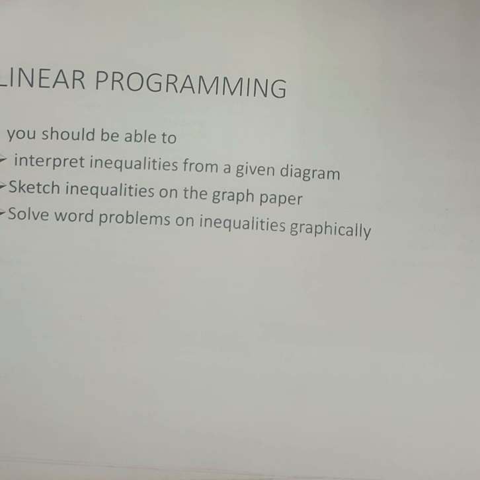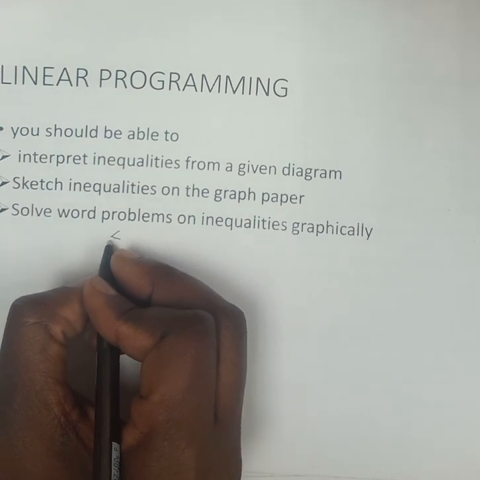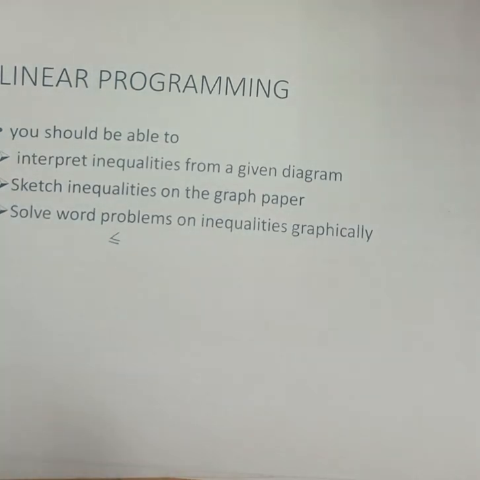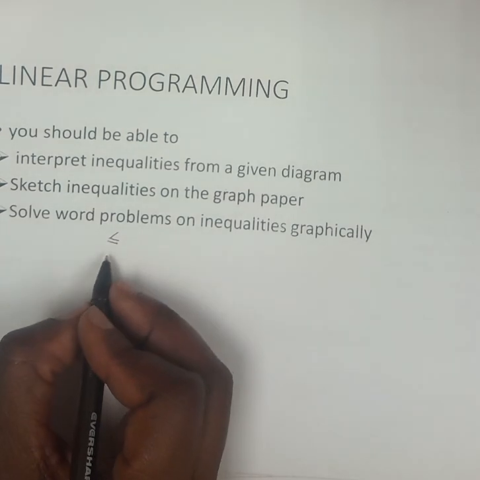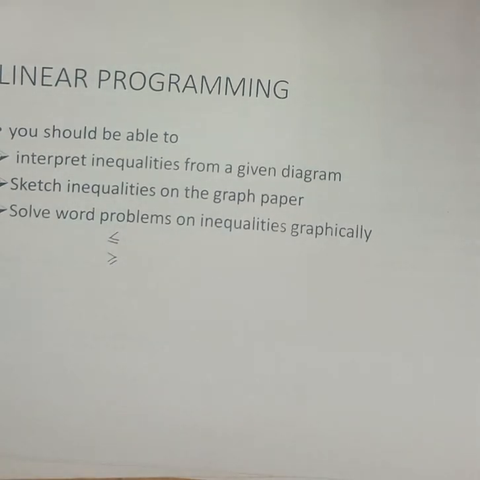So make sure that you understand the language. If they are saying at most, it means less than or equal to. And then if they say at least, it means greater than or equal to. So make sure that you understand that when you are plotting, if it is greater than or equal to, or if it is less than or equal to, it is going to be a bold line. And then if it is strictly less than or strictly greater than, it is going to be a broken line.